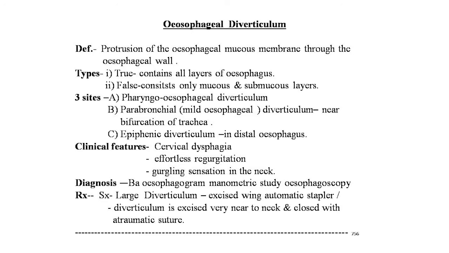Three sites where the esophageal diverticulum arises: one is pharyngoesophageal diverticulum; second is parabronchial or mid-esophageal diverticulum near bifurcation of trachea; and third site is epiphrenic diverticulum in distal esophagus. Clinical features of esophageal diverticulum are cervical dysphagia, effortless regurgitation, gurgling sensation in the neck. Diagnosis is made by barium esophagogram, manometric study, esophagoscopy.